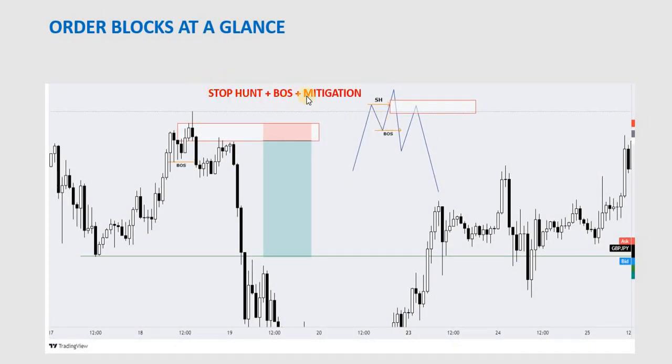Another form of order block that we're going to be looking at is the stop hunt plus break of structure plus mitigation. I think it's the same thing, this is just the bearish version. So we have this stop hunt, price traded above these 1, 2, 3, 4 highs, and eventually closed below the highs. Look at this, what we call a shooting star or bearish pin bar, traded above and eventually ended up closing below this high, this high, this high, and this high. So this is a good stop hunt.